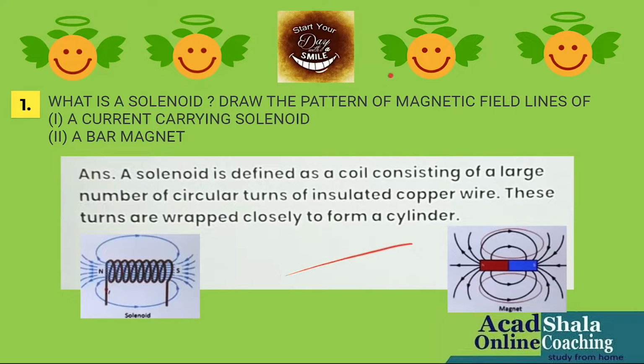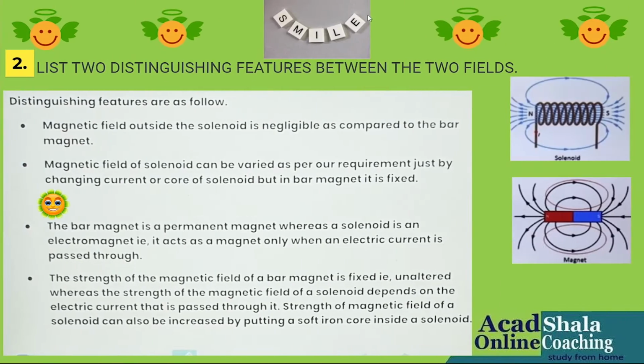Right, children? So let us go to the second question now. List two distinguishing features between the two fields. Okay, so this is really a very important question which you need to know in a very well versed manner.